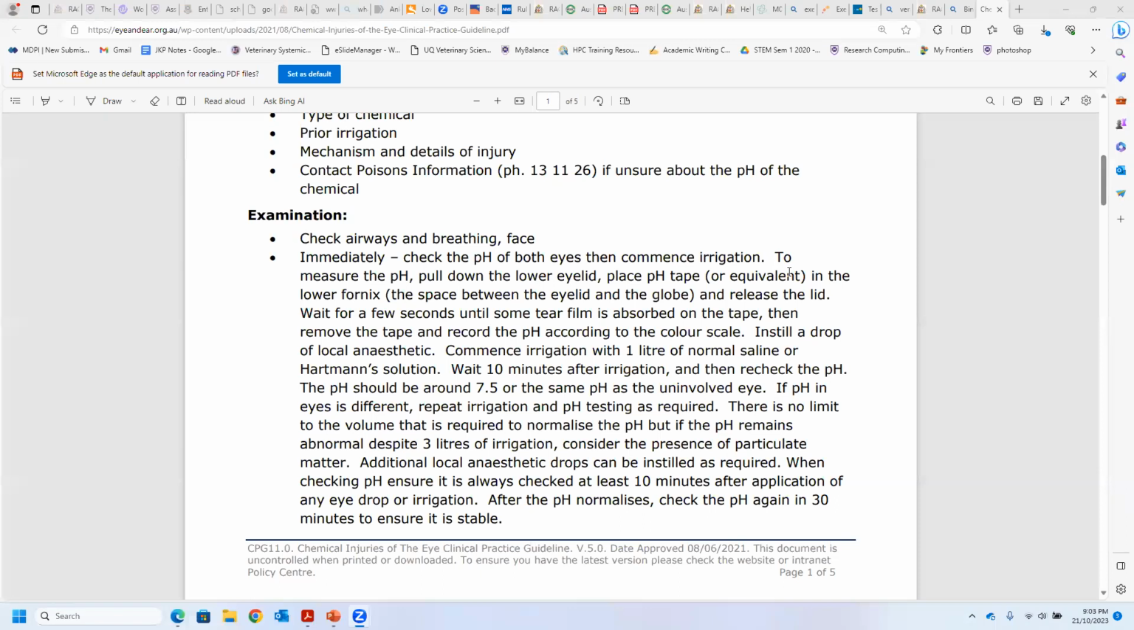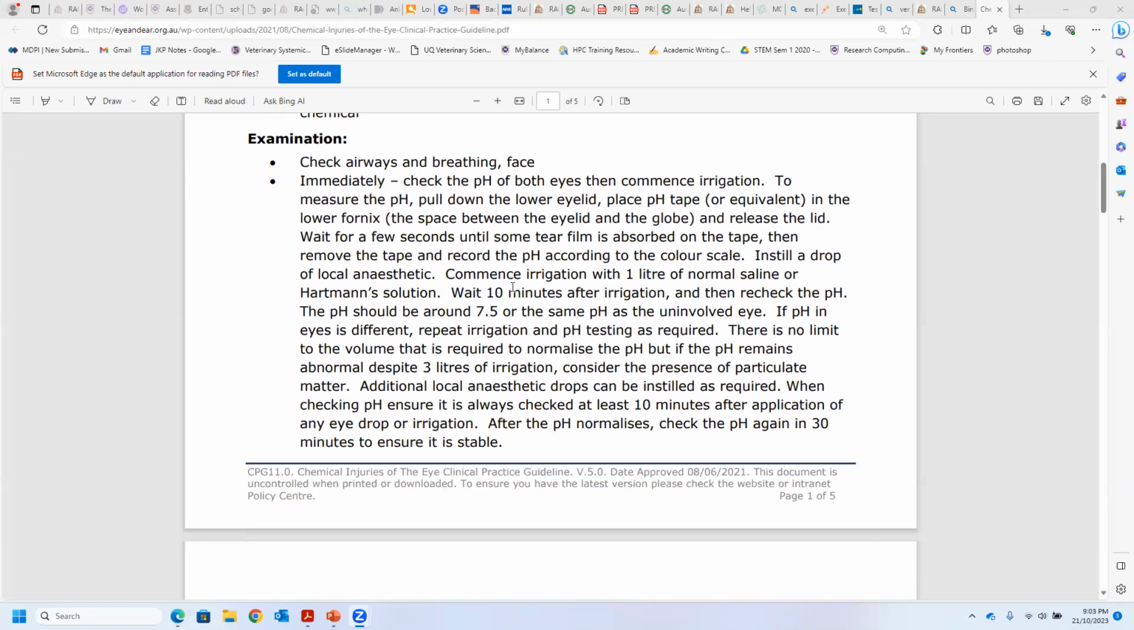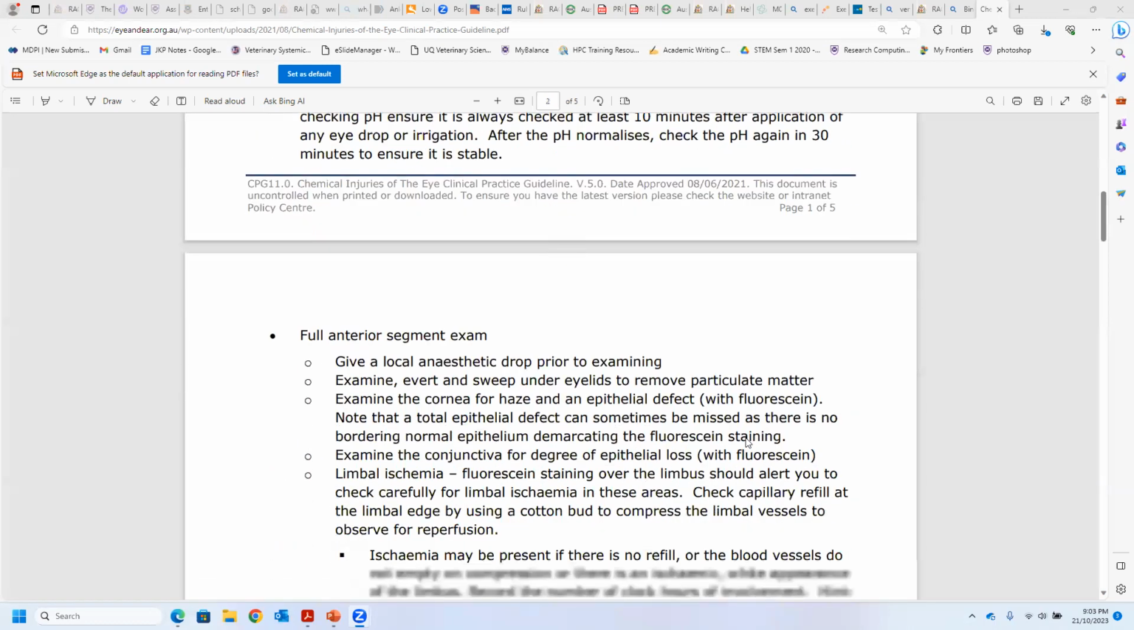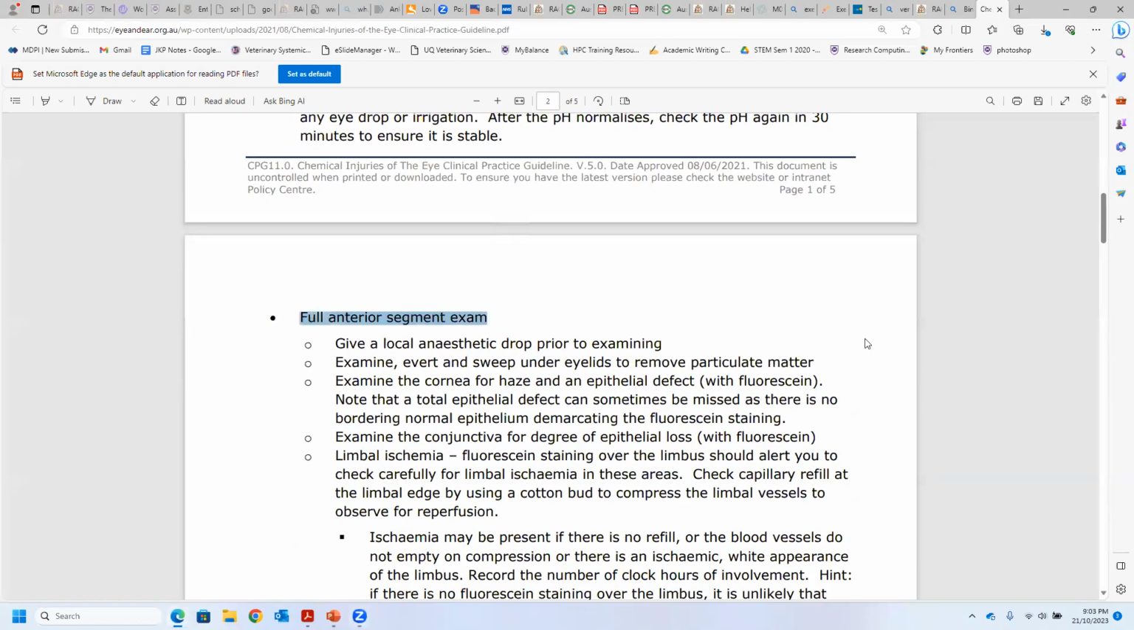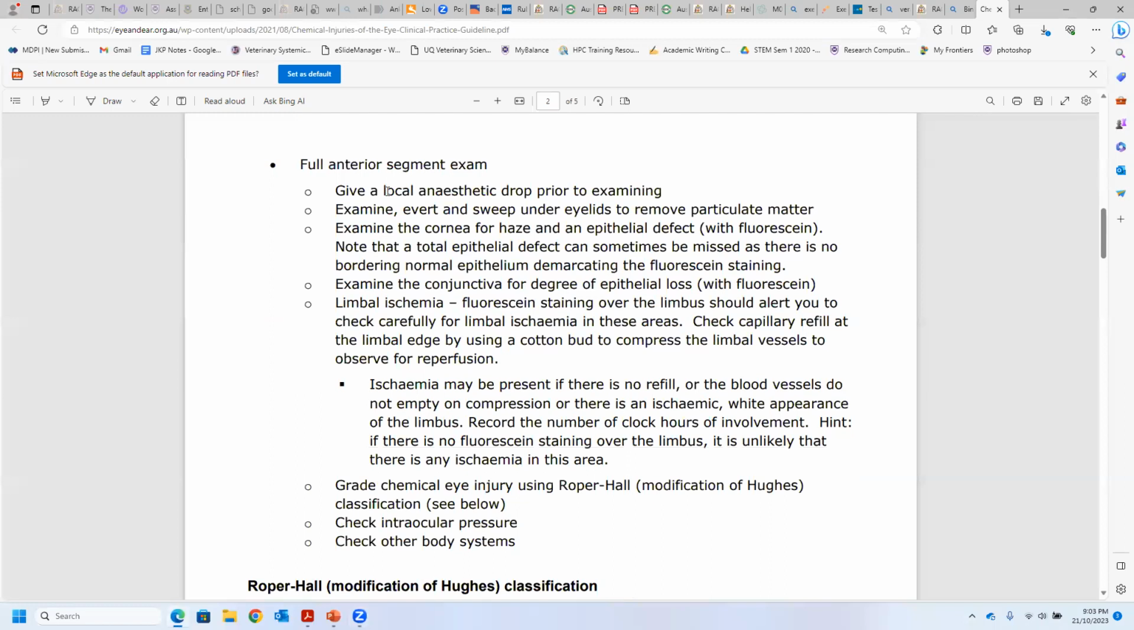If it is a corneal abrasion or a foreign body, no need to check the pH of the eye. But in the foreign body as well, we do irrigation of the eye. And then we do the full anterior segment evaluation. We give local anesthesia before the examination. We check the outer lid, evert and sweep under the eyelid to remove any particulate matter.